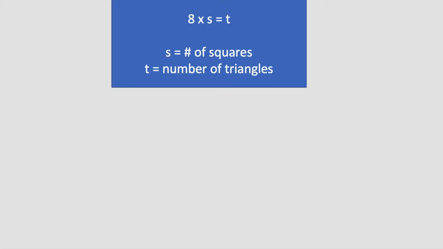Formulas. If I have this formula, 8 times s equals t, I'm going to think to myself, what does this formula express? What's the rule? What does it represent? What it's representing here is the number of triangles is 8 times the number of squares, or I can say that it's multiplying the number of squares by 8 to get the number of triangles. So I can say it in either way.